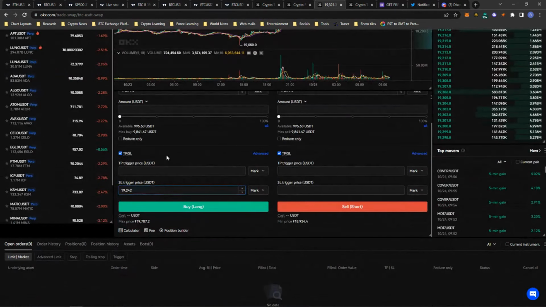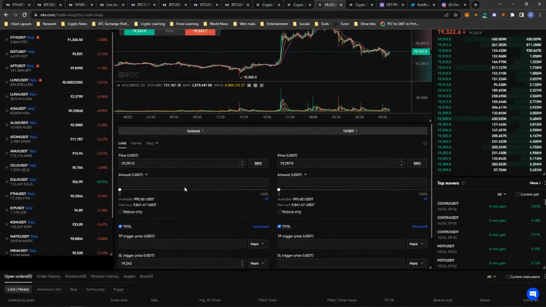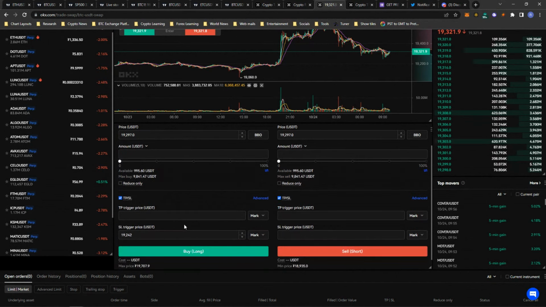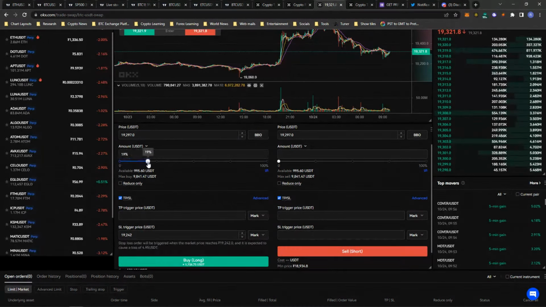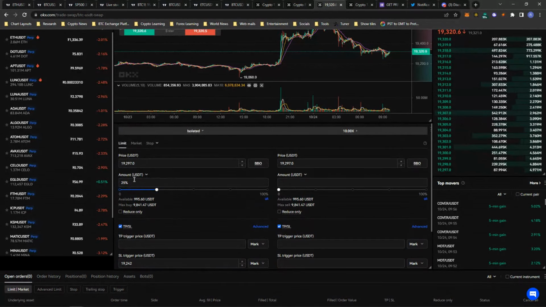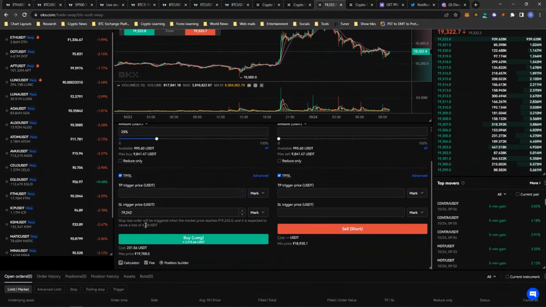Because I've got this in there, it's going to show me how much I'm going to lose if I get stopped out. It's going to give me my entire risk. So before I get that calculated, I at least have to say how much of my money I'm going to use. If I say I'm going to take 25%, so I'm buying in with $2,500, give or take a few, and I carry a loss or a stop limit up to 19,242, I'm going to be losing $6.